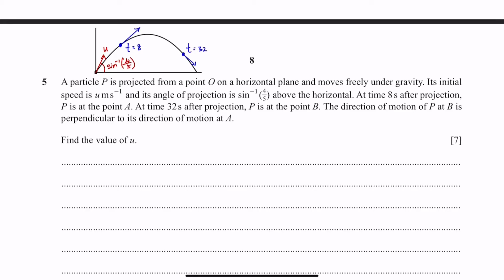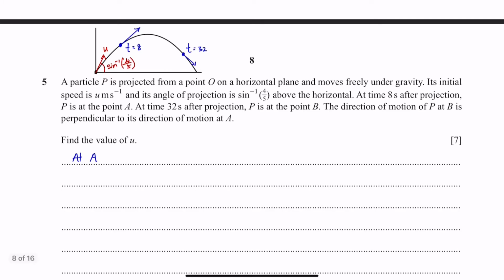So now we have to find the value of u, and we know that these two are perpendicular. So how do we find the angle of motion, the direction of motion? We need to find the velocity of the particle when t equals 8 and the velocity of the particle when t equals 32. So we always separate the vertical and the horizontal velocity. So now let's look at A.